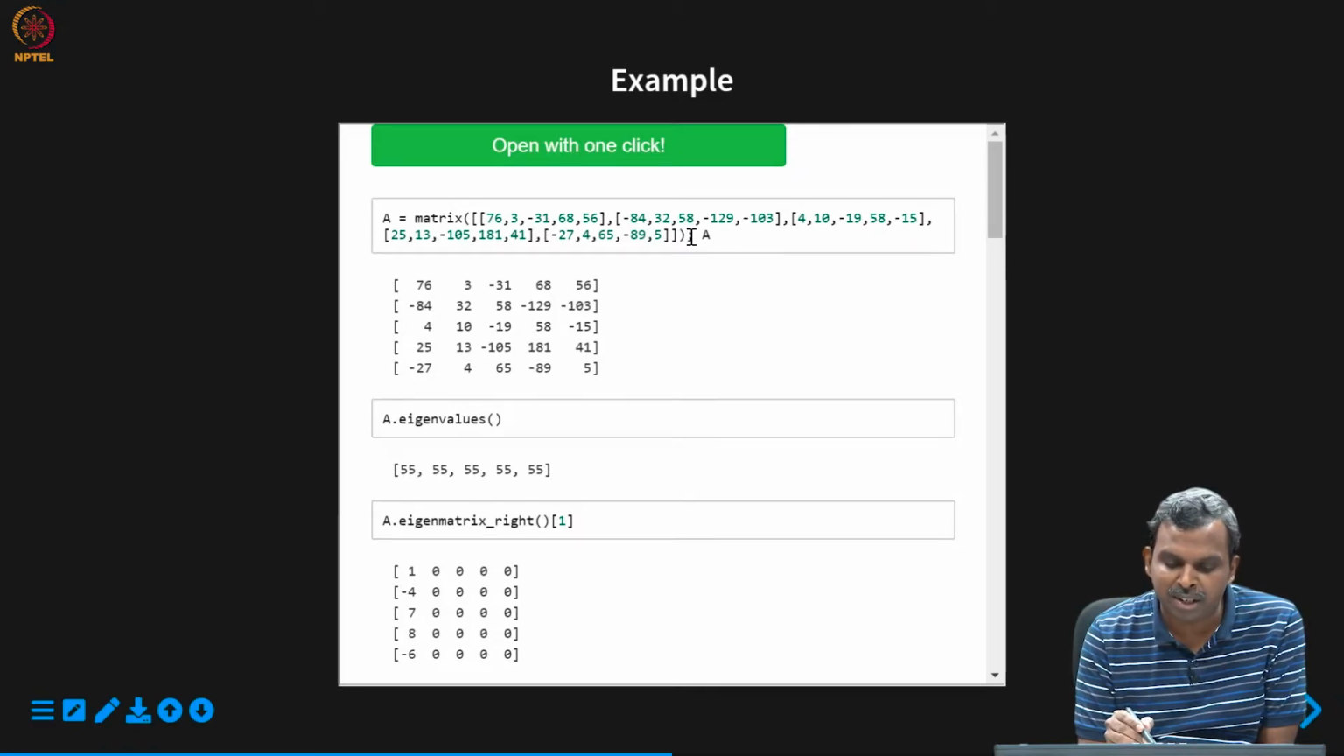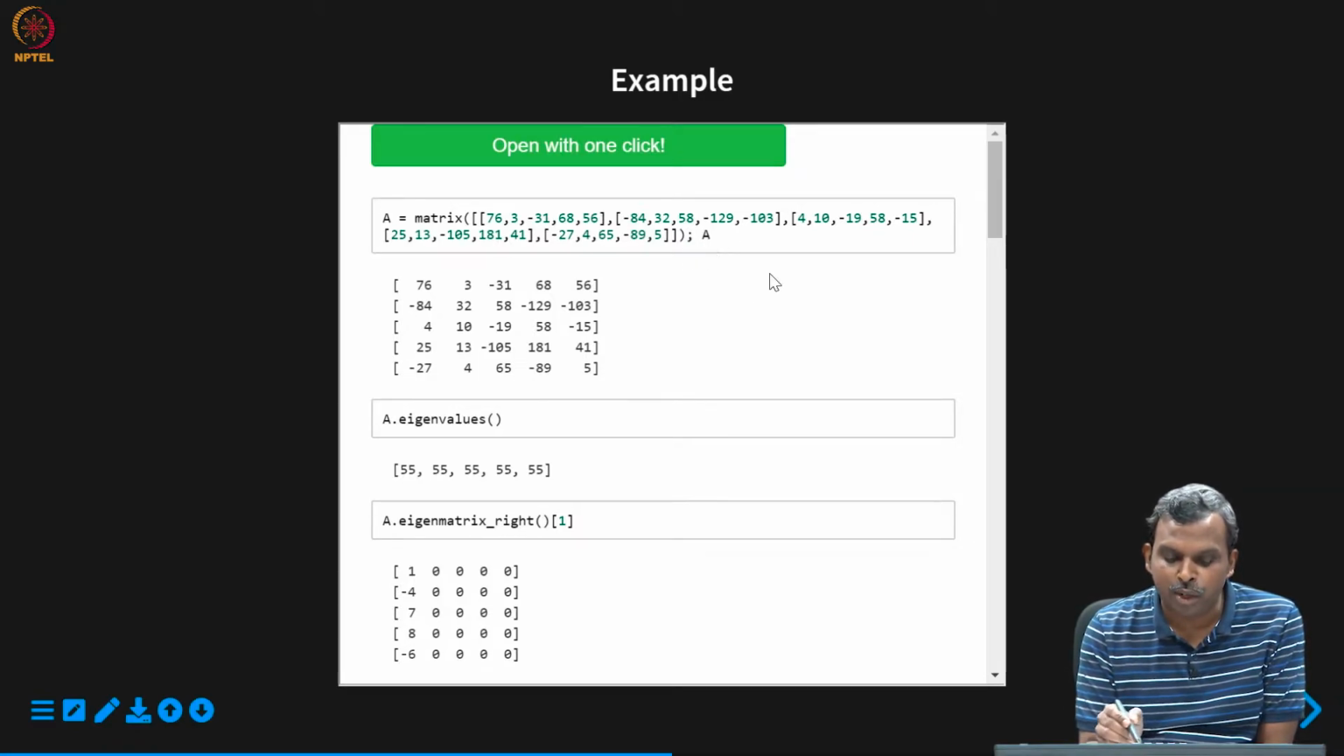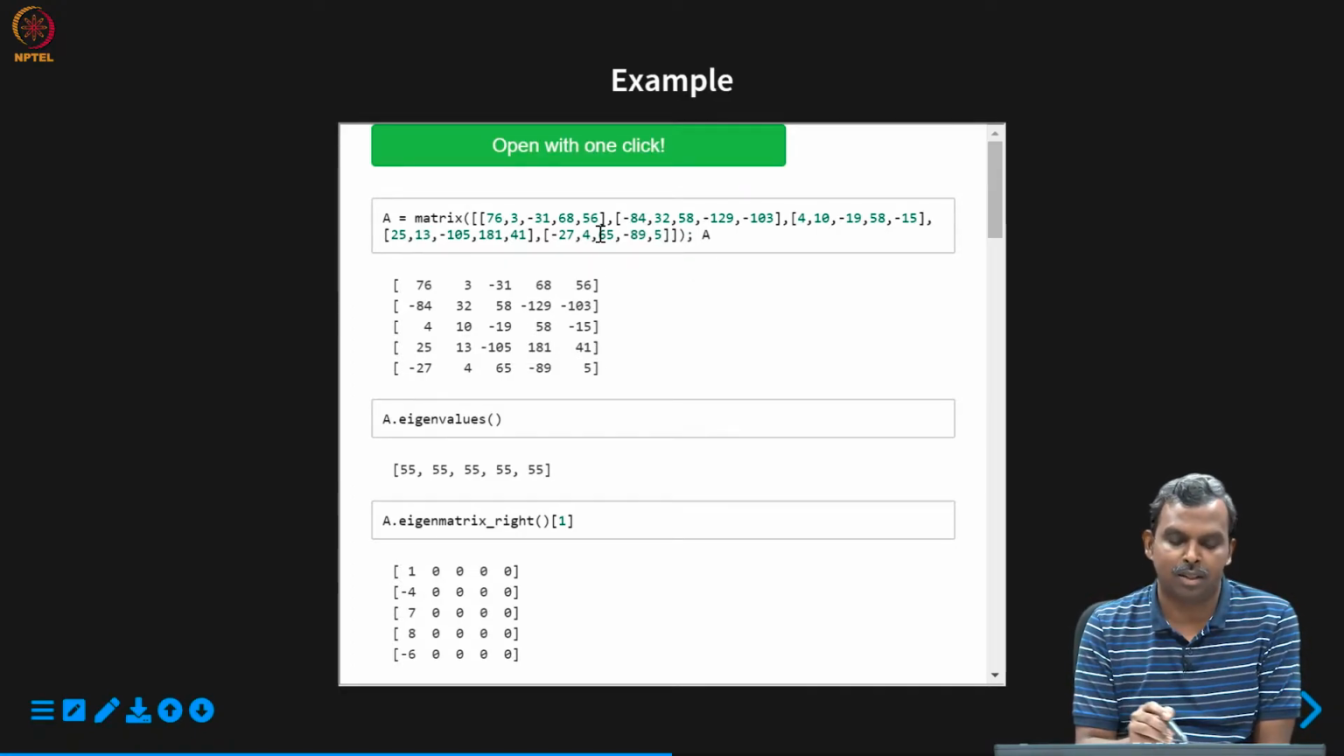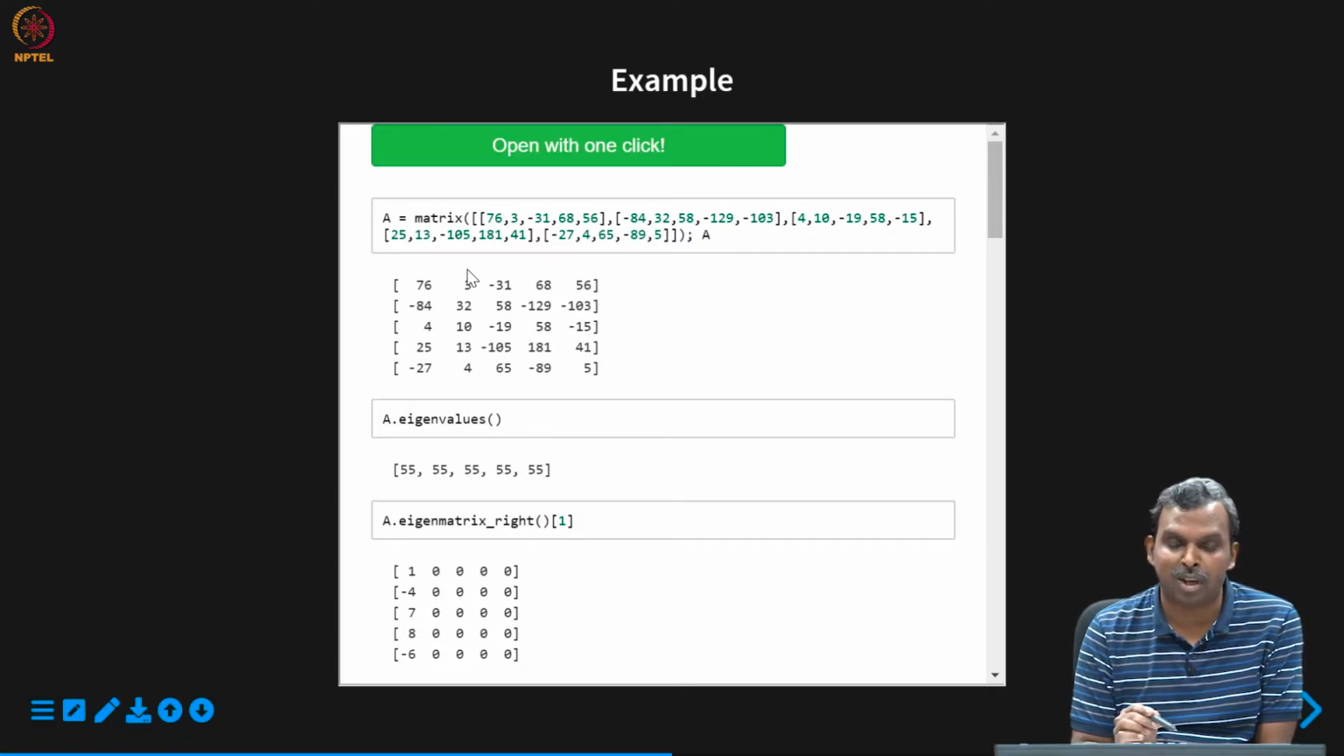So you can define a matrix, put a semicolon, and I have to put an A for it to print. Sage Math works like that, so that it prints. Otherwise, you have to print it explicitly. You call that. So this is my matrix, a 5 by 5 matrix.